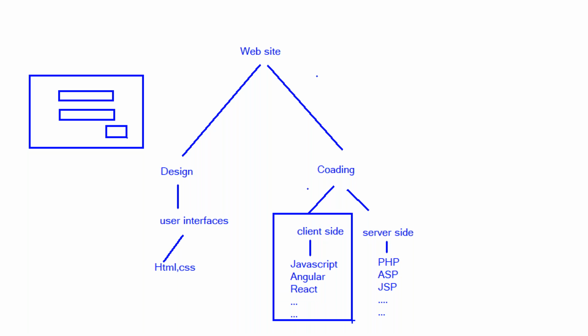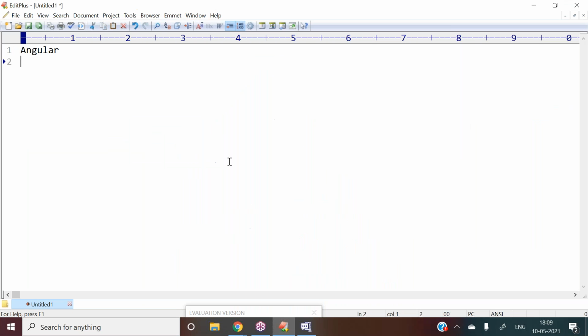Now here, Angular is a client-side script to execute some logics in browser. So what is this? It is a client-side script to execute some logics in browser. So here, what is the history of this Angular that we need to discuss now? What is the history of this Angular that we are going to discuss?